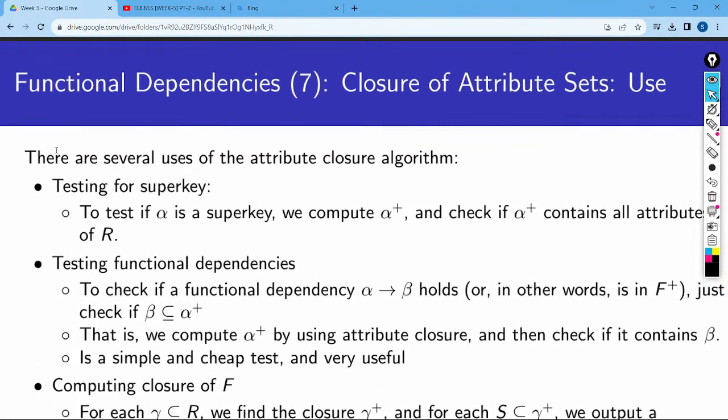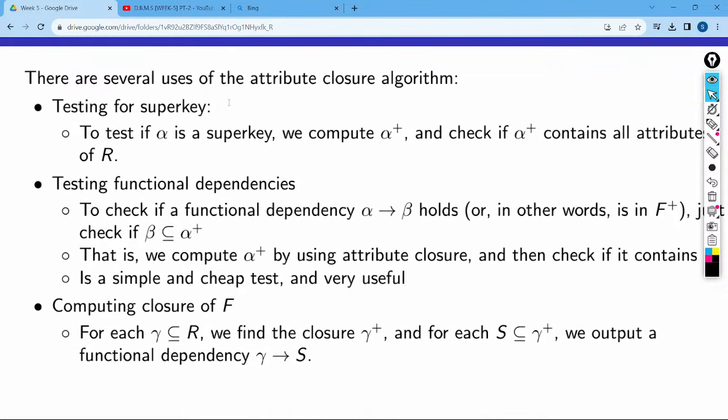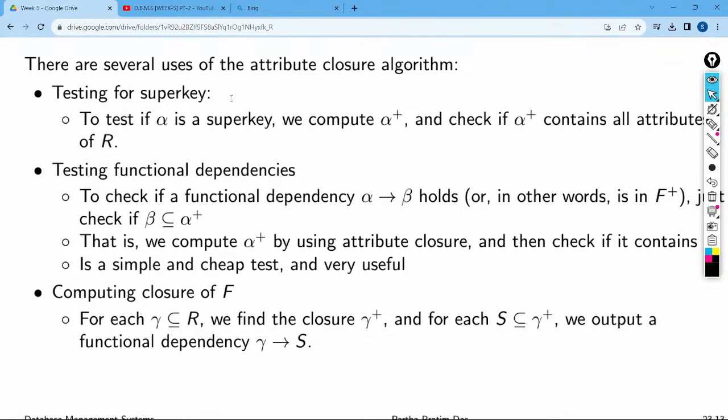Closure of attribute. What are the uses? There are several uses of the closure algorithm. The closure algorithm is used to check whether a given key is a super key or not. To see if alpha is a super key, we compute alpha plus, that is the closure set of alpha, and check if alpha plus contains all the attributes of R.